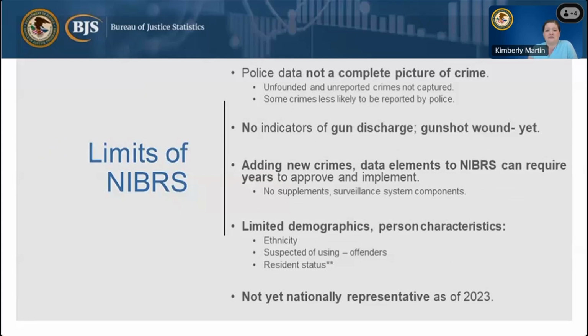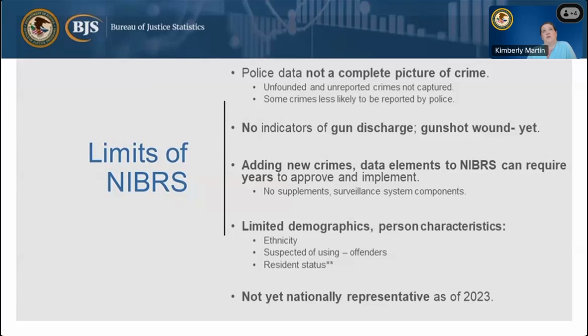Now, there are some limits. Police data is not a complete picture of crime. In NIBRS, we do not yet have an indicator of the number of crimes that come to police's attention that are unfounded. And we also know that there are certain crimes that are much less likely to be reported to police. And that is where the value of the NCVS really becomes apparent, the ability to capture crimes not reported to police. Another limitation of NIBRS that I mentioned earlier, we have no indicator as yet of gun discharge.